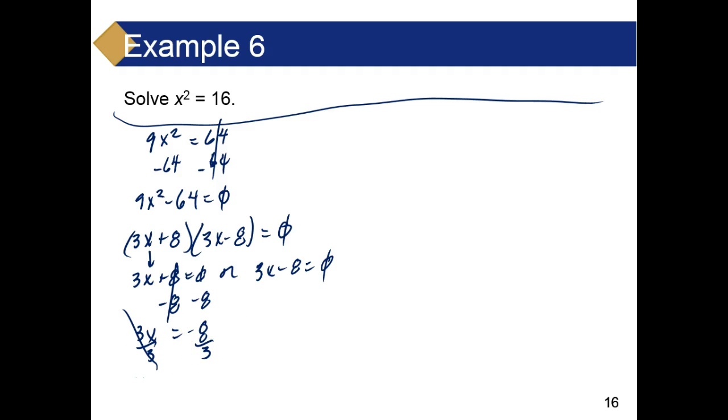Oh, no, your answers can't be fractions, can they? Yes. Of course they can. We love our fractions, and we're kind to them, okay? Okay, that's one answer. How about the other? Add 8 to both sides, and that gives you 3x equal to 8, and then divide by 3, and that gives you x equal to positive 8 thirds. Very good. Let's see how the book did. Oh, they got it right. Good for them. Okay. All right, any questions?